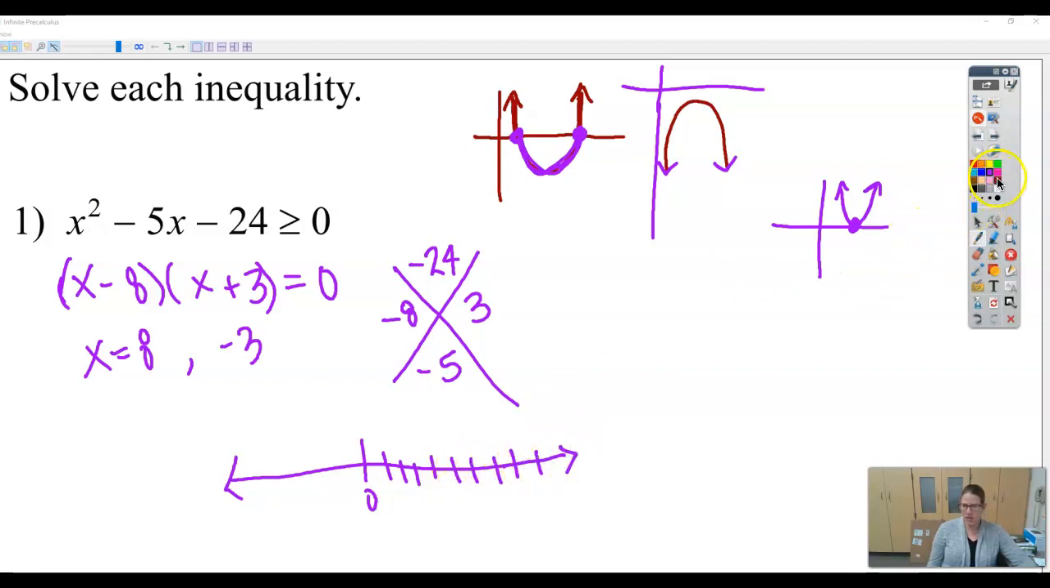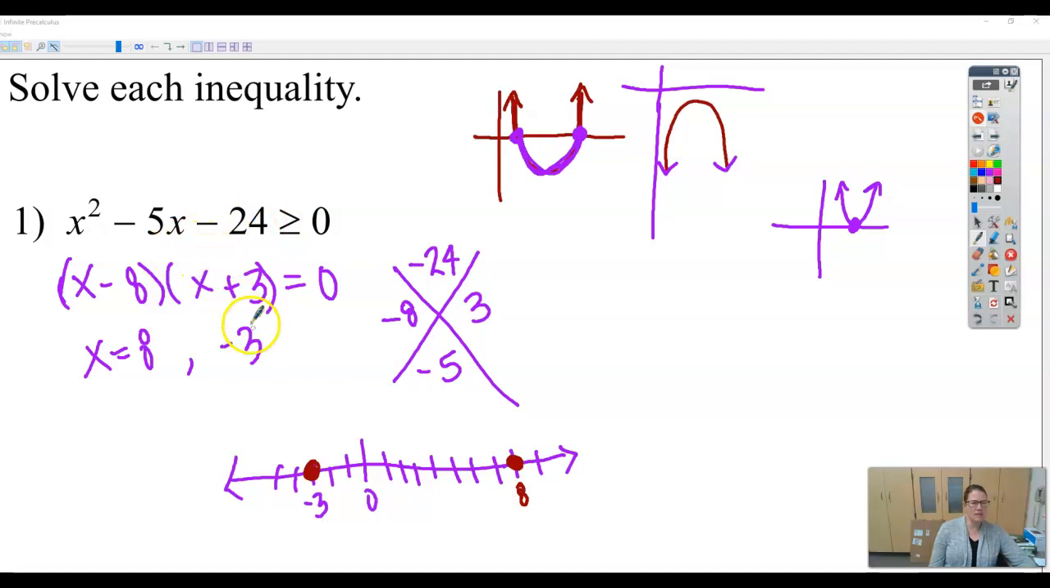Okay, I'm going to change colors. It just makes it look a little better. Okay, so I'm going to circle 8 with a filled in circle, because it said greater than or equal to. And I'm going to do the same on negative 3. So here's negative 3, and I'm going to circle it with a filled in circle.